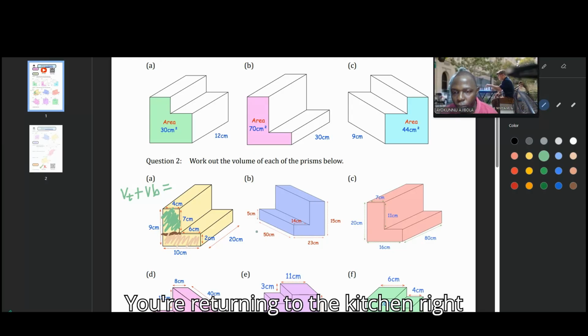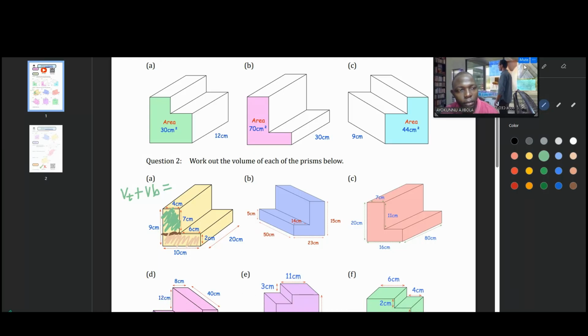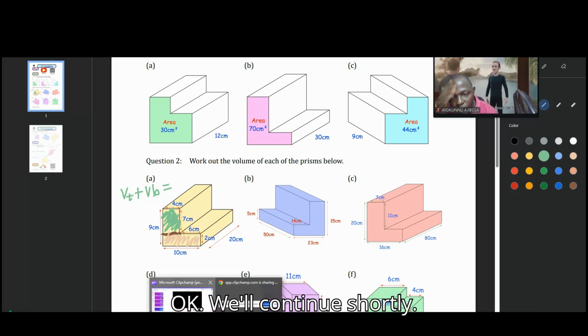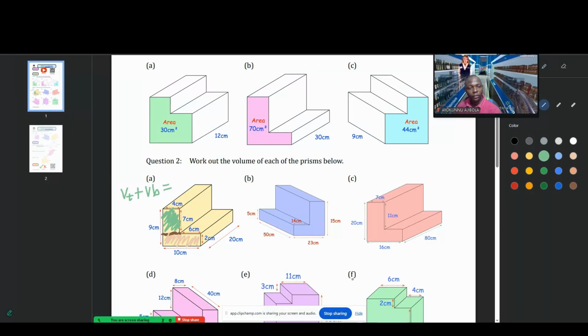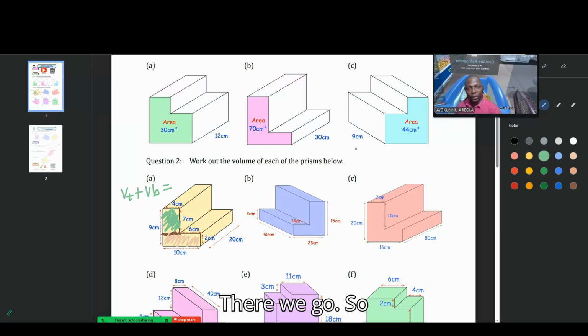Wait, sorry. Please return this to the kitchen. Okay, no problem. We'll continue shortly. Okay, thank you. All right, sorry about that.